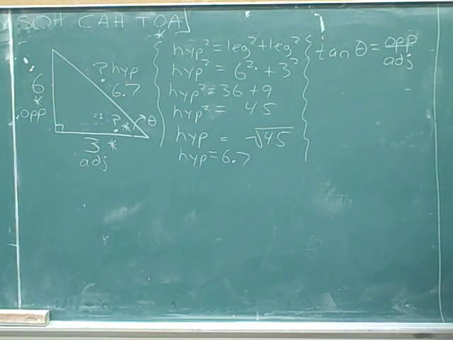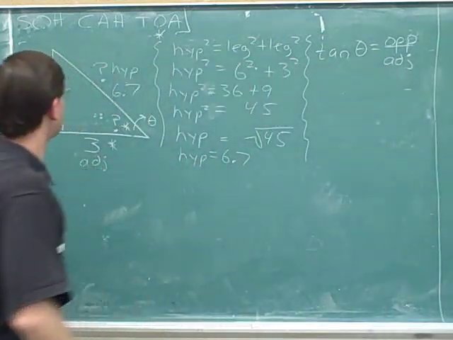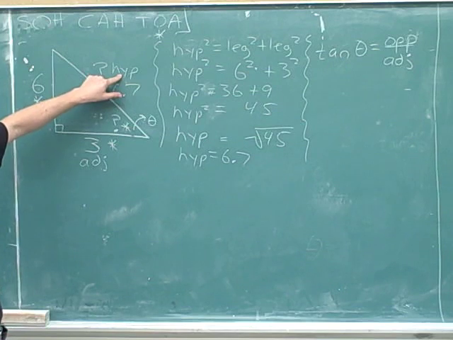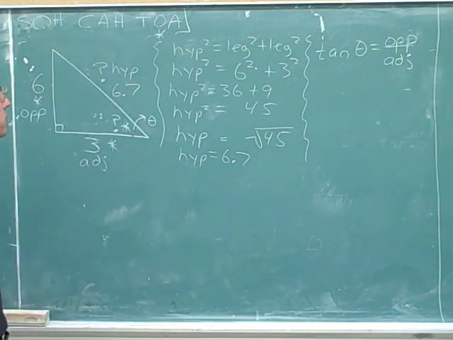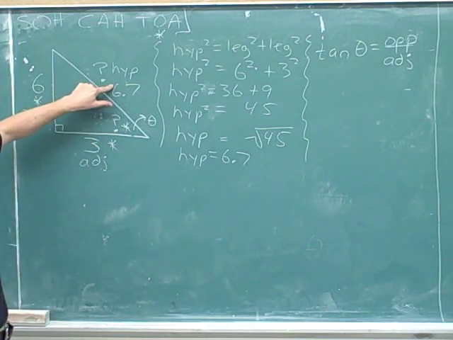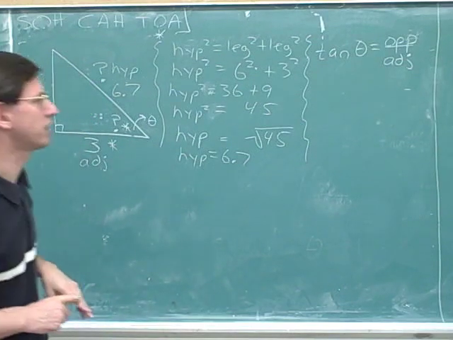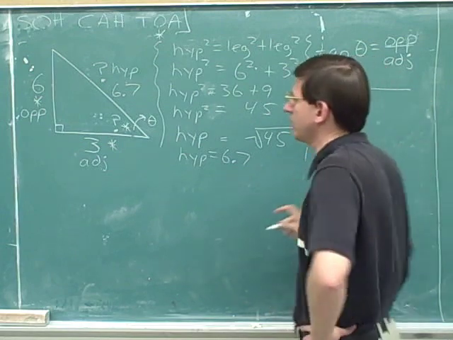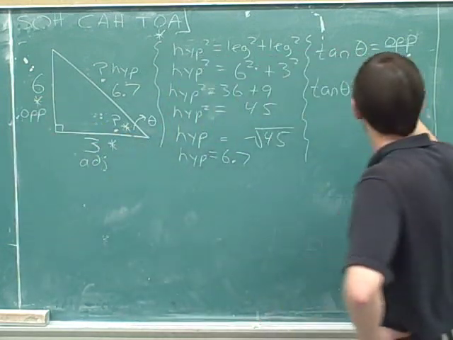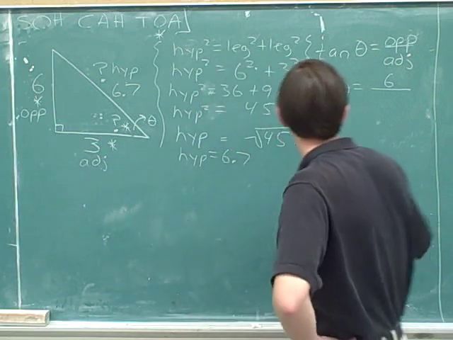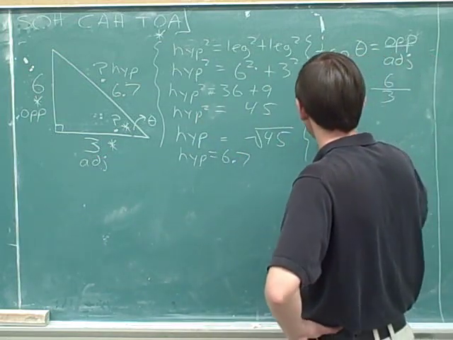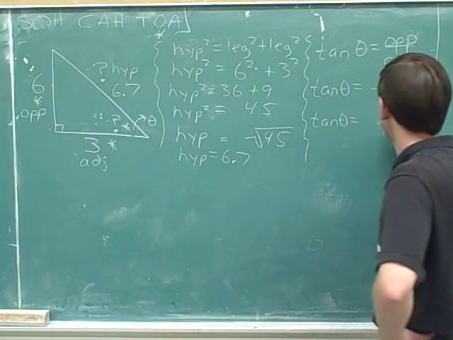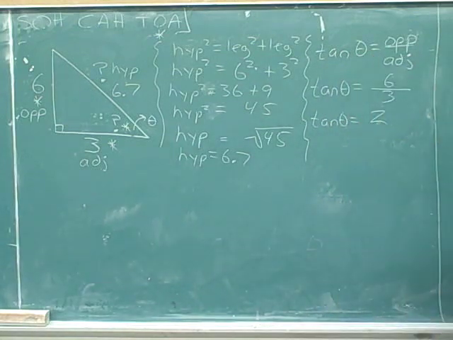Tangent of theta is opposite over adjacent. If you wanted to, you could use the hypotenuse, now that we know the hypotenuse. We could solve the problem another way using the hypotenuse. However, that's not the way people usually do this type of problem. They usually do the problem using the information they were originally given, not the new information they figured out. So we'll do the problem the way it's conventionally done. Well, we can plug in that the opposite side had a length of 6, and the adjacent side had a length of 3. 6 divided by 3 is 2.